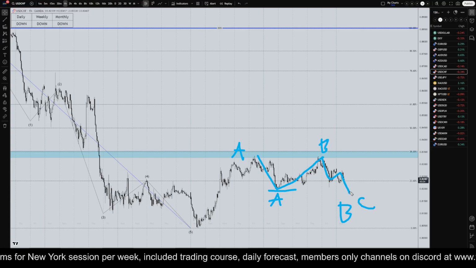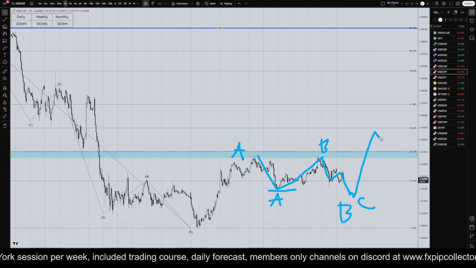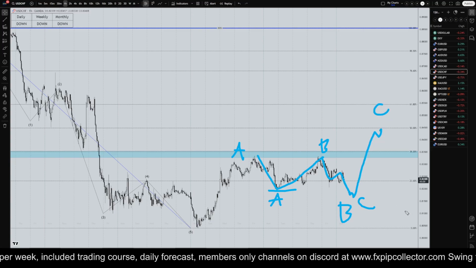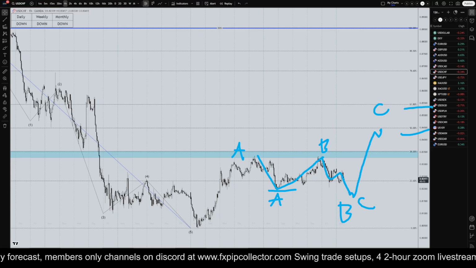So we might have a little bit more downside potential before we actually do go up and make a wave C. Now, I do think that based on the 1 hour time frame, this is the most likely scenario as it goes up to the 50 to 61.8.